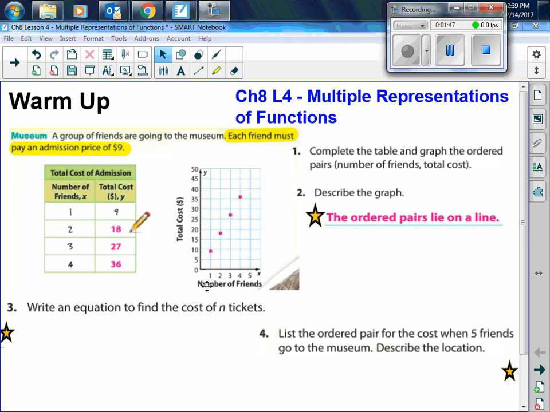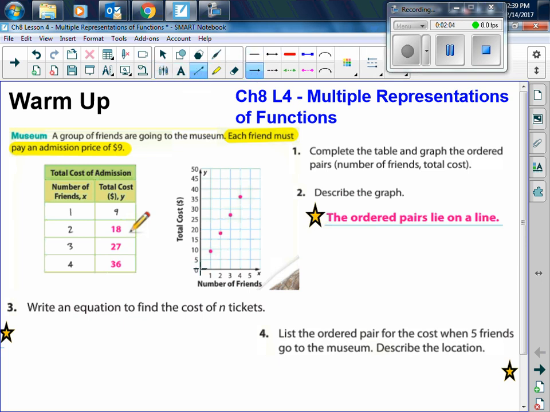Down here for the X value, it's number of friends. And up here for the Y value is total cost. Now, think about this. If I drew this line, I'm just going to go ahead and draw the line. If I drew the line, that tells me that I could go here and here. That means I can go here and here.